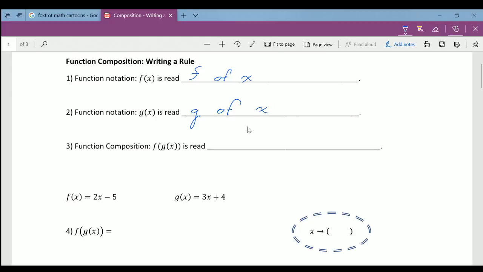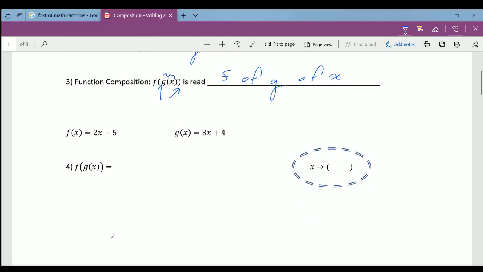Alrighty, and then finally, function composition, this one right here, is going to be called f of g of x. In other words, if you look at these outer parentheses, we basically just put g inside of it. All right, so let's go ahead and do one. Pretty much the rest of this is just examples.